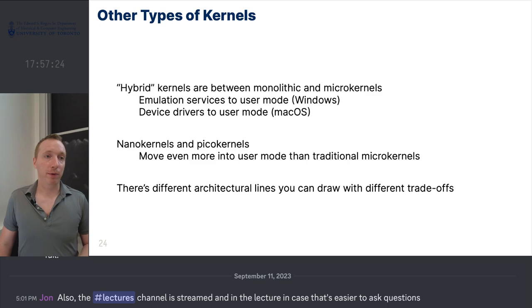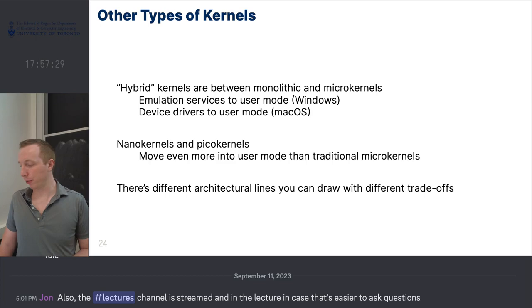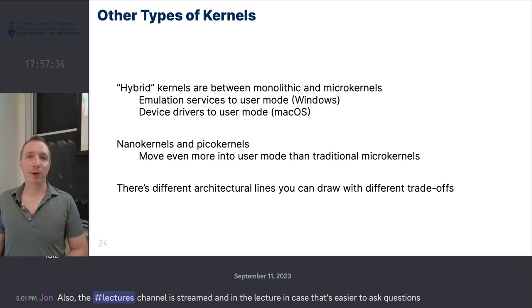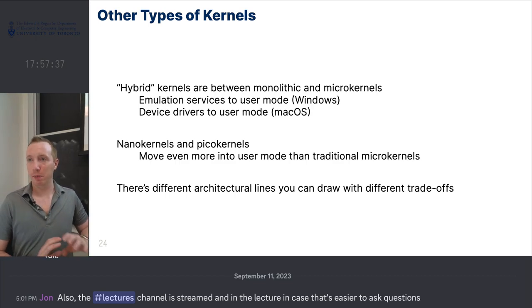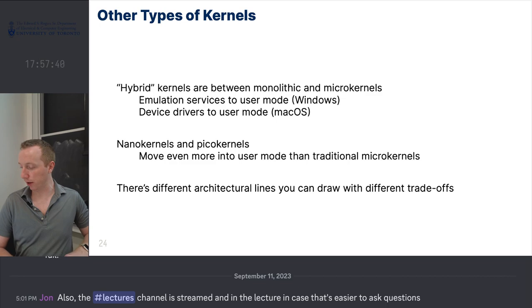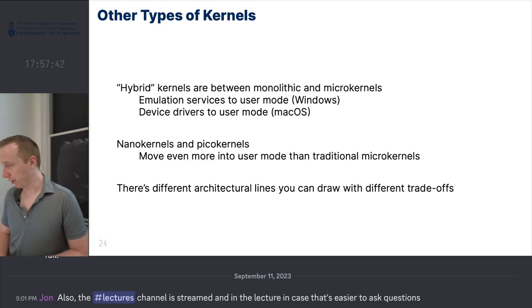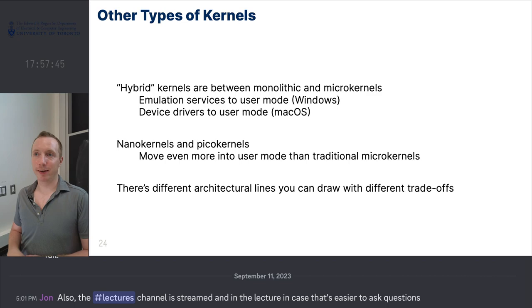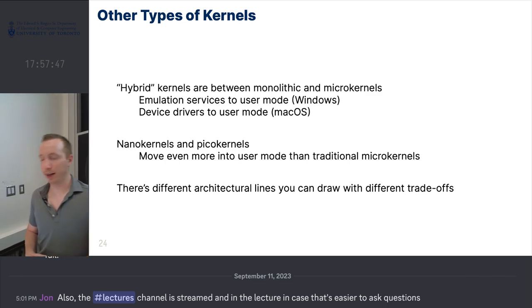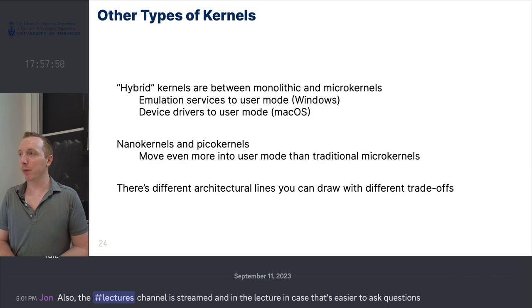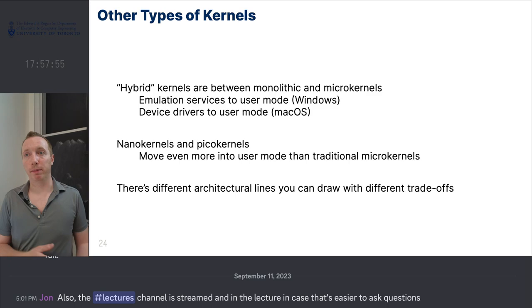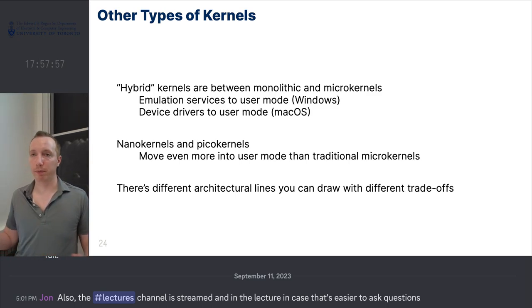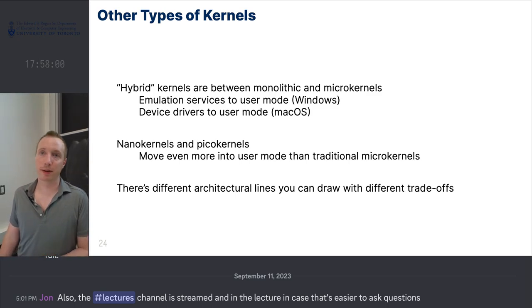And then there's another form of research where researchers try to get even smaller than a microkernel. They've come up with terms like nanokernels and picokernels. The goal is to push the boundary and move more stuff out of the kernel and into user mode. So there's no right answer for this. This is all engineering. Every different architecture you come up with has different trade-offs, the main one between monolithic and microkernels being speed: reducing the number of system calls, because they are slow.